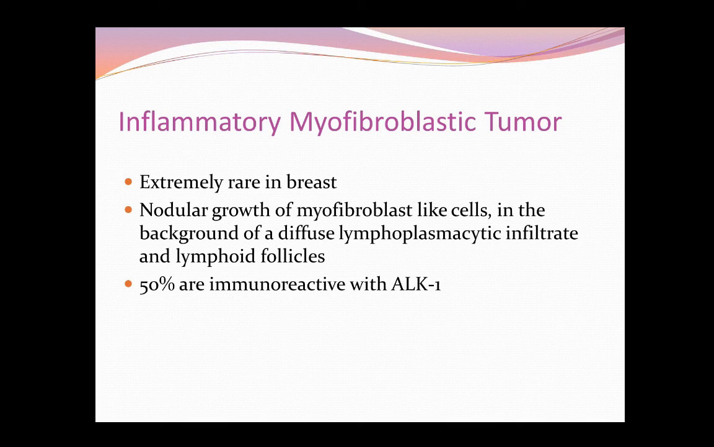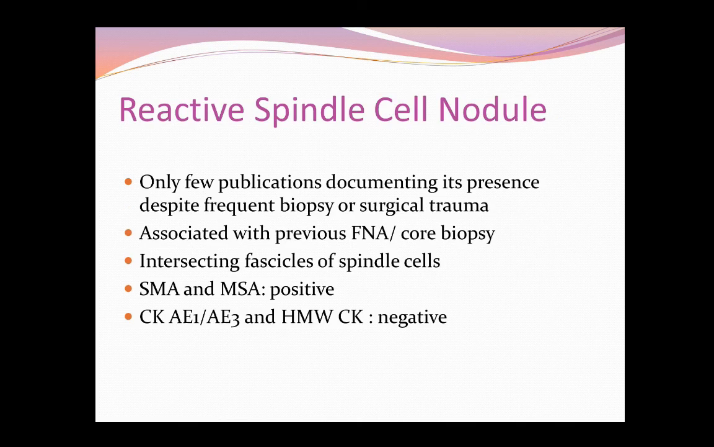Inflammatory myofibroblastic tumor is extremely rare in the breast. Just like at any other site, it shows nodular growth of myofibroblast-like cells in the background of lymphoplasmacytic infiltrate and lymphoid follicles. About 50% of them can be immunoreactive with ALK, and that makes it much easier.